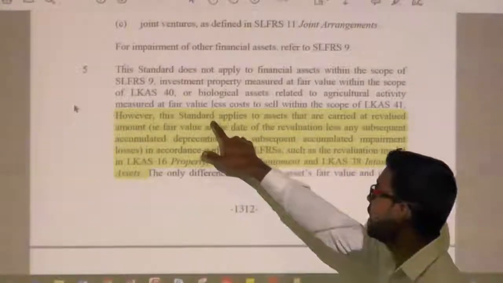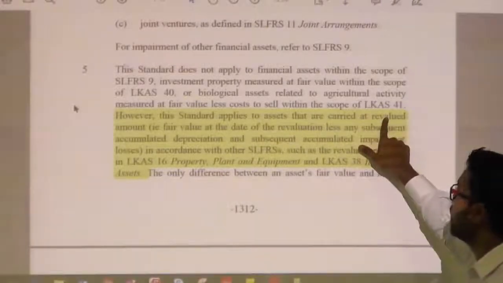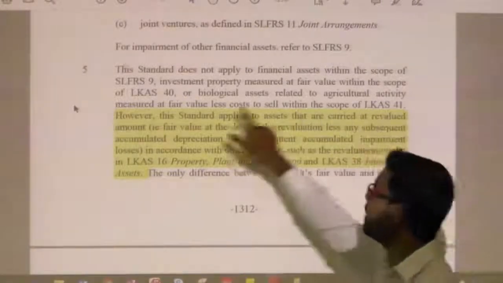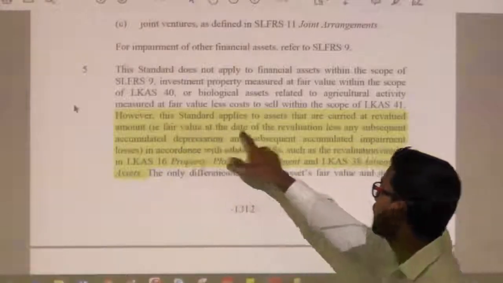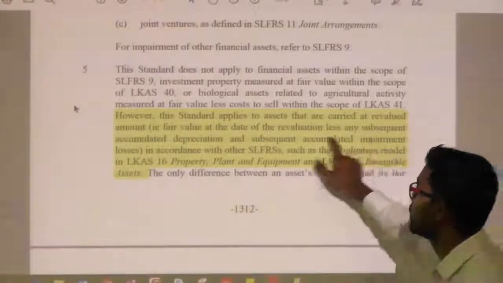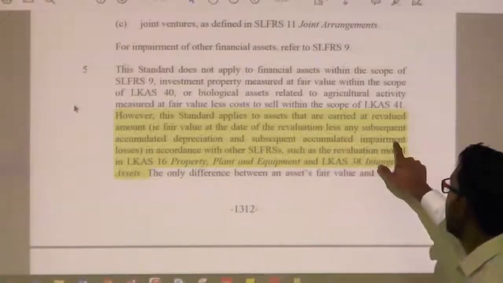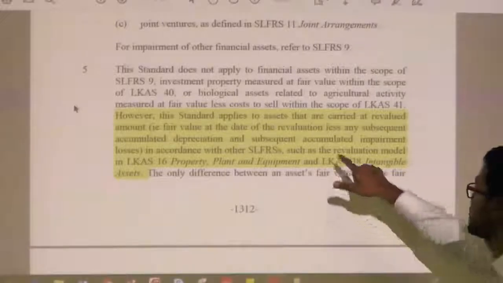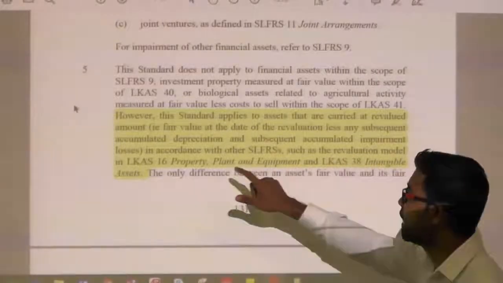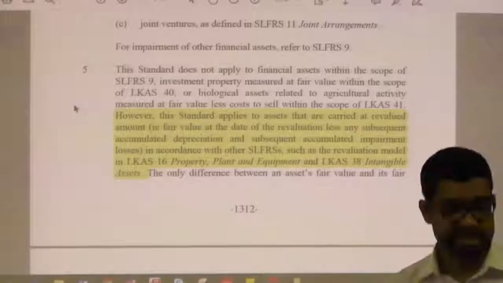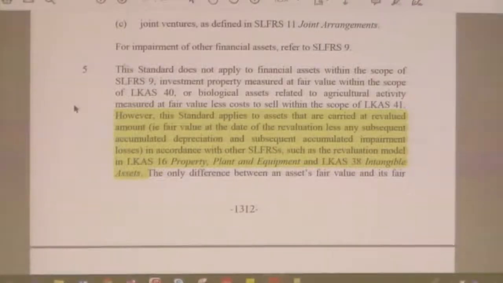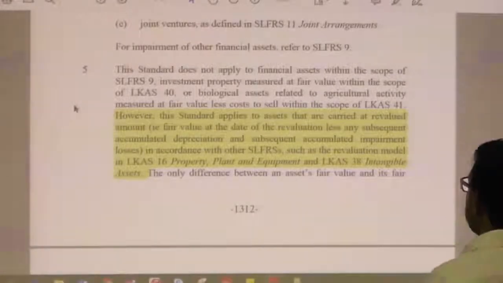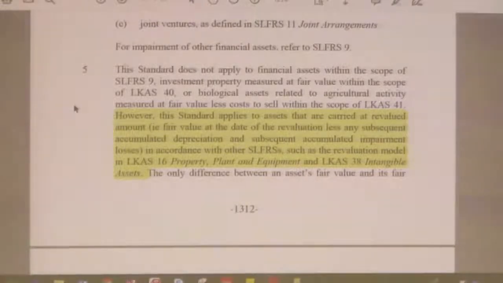So what does this apply to? Applies to assets that are carried at revalued amount. That is fair value at the end of the revaluation less subsequent accumulated depreciation and impairment loss in accordance with other SLFRS. What are they? Such as the revaluation model of LKS 16. So this applies to what? Impairment applies to LKS 16 property plant and equipment, and the revaluation model, that is fine.